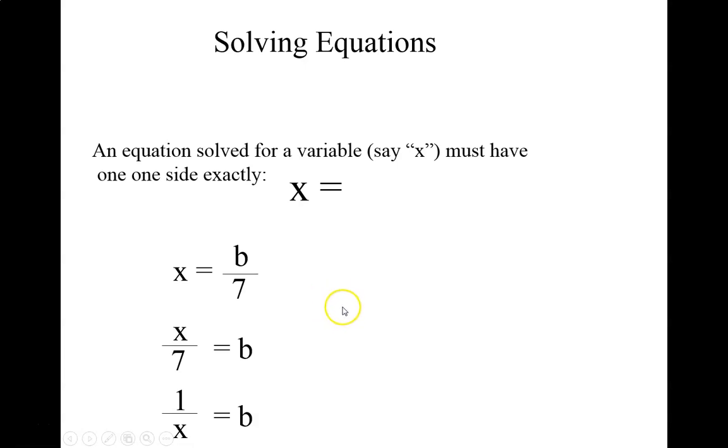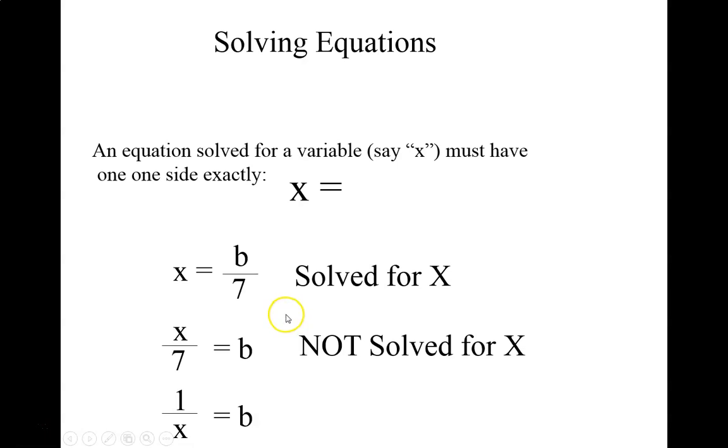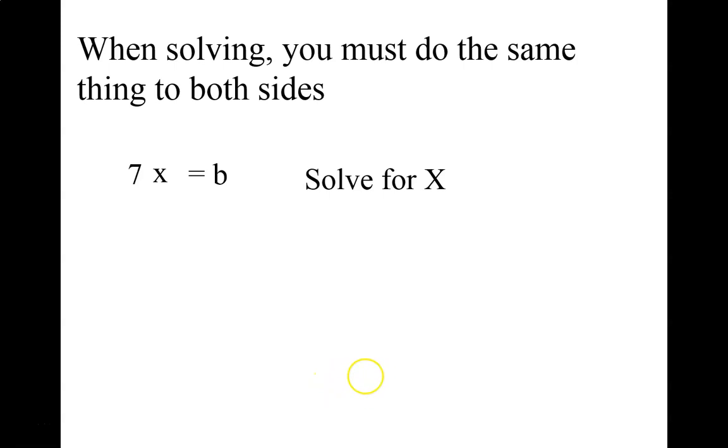To solve an equation for a variable, which could be x, it doesn't have to be x, it has to say x equals, and then that can be the only thing. So x equals b over 7 is solved for x. X equals 7 over b is solved for x. X over 7 equals b is not solved for x, sorry. And 1 over x equals b is not solved for x. It has to say exactly x equals, or a equals, or f equals.